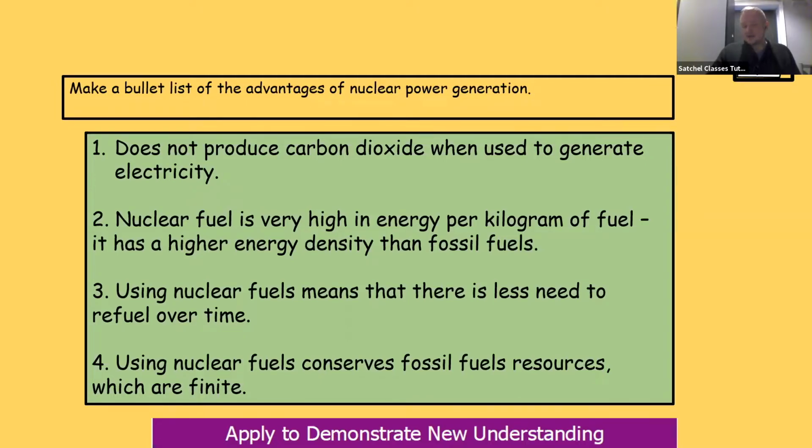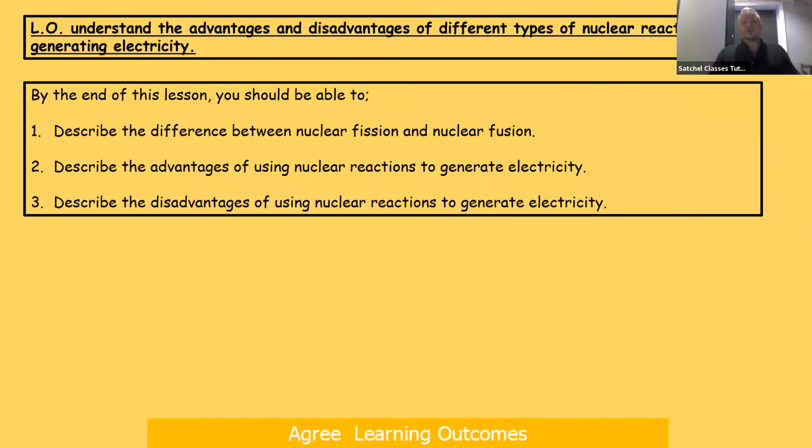Now, linked to that is the idea that to actually obtain fossil fuels, we have to mine and dig up the ground, which 1 leads to an eyesore, and 2 leads to habitat loss and destruction of woodlands and wherever the mine's situated, which in turn reduces biodiversity. So this prevents all of those things happening. So that's the advantages of using nuclear reactions to generate electricity.